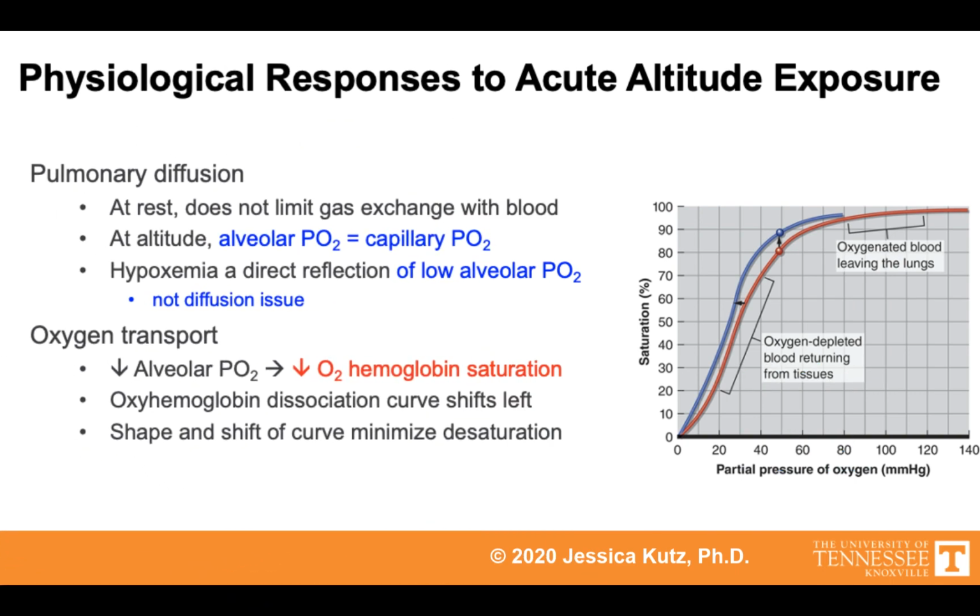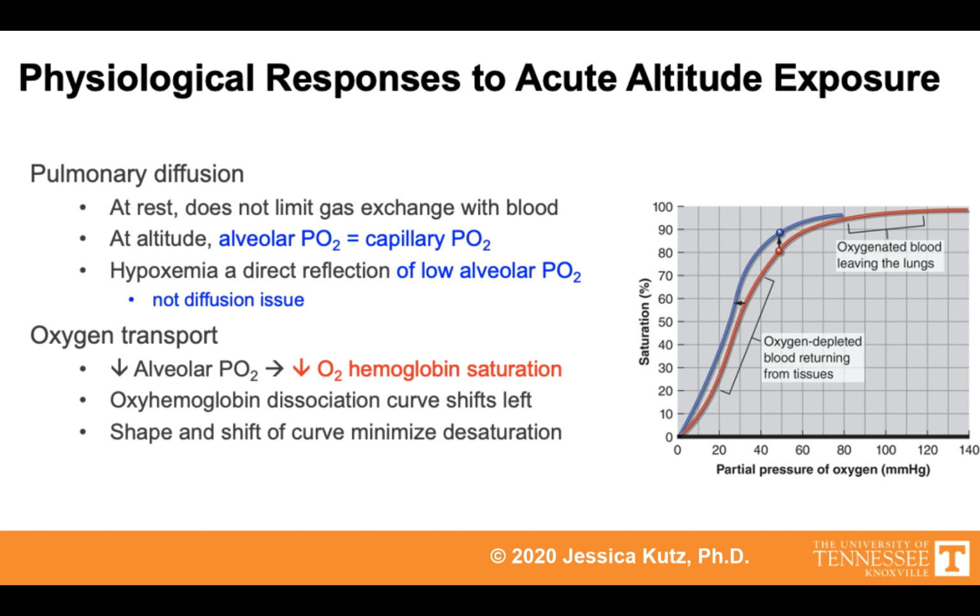So if we take a look at what the oxyhemoglobin dissociation curve looks like, just as a reminder, this is our curve on the bottom right-hand screen. On the x-axis, it's our partial pressure of oxygen, and on the y-axis, it is the saturation. That's specifically referring to the saturation of hemoglobin, so how much hemoglobin has oxygen bound to it.